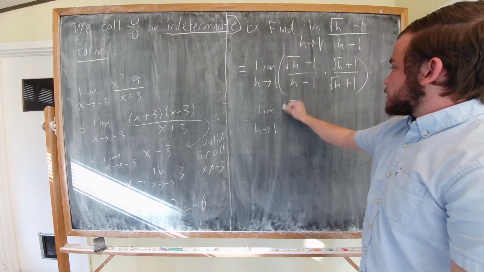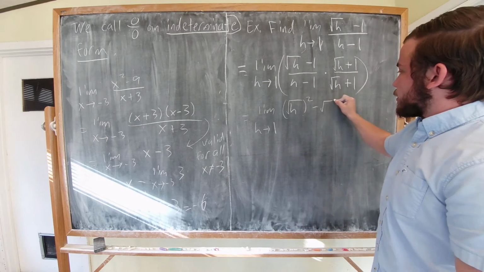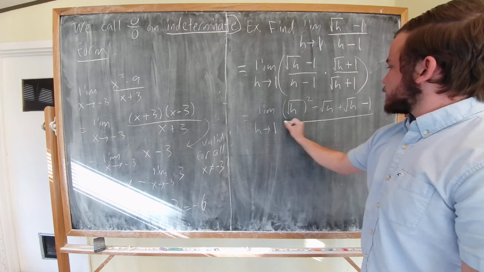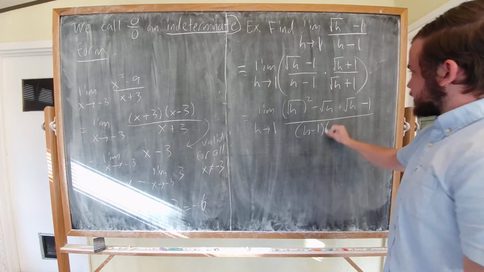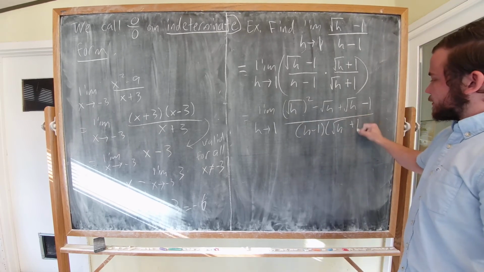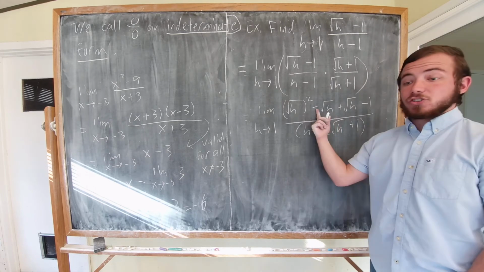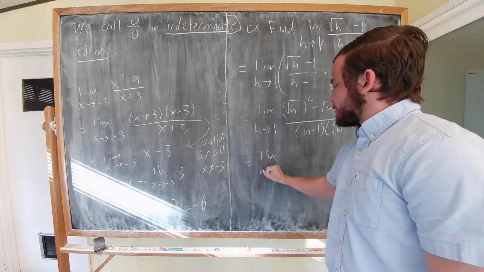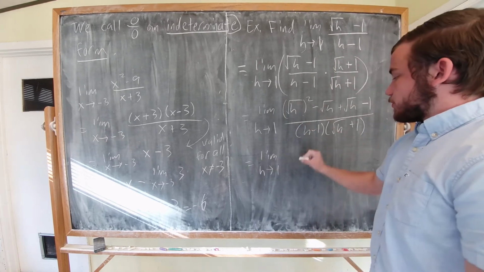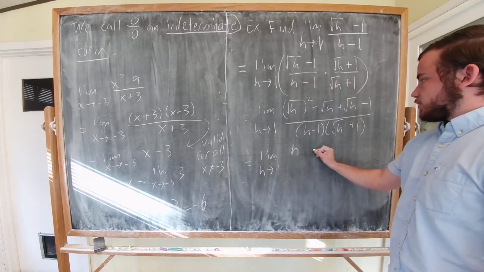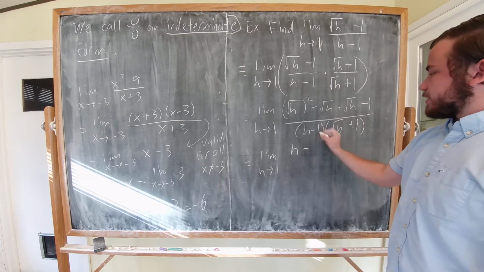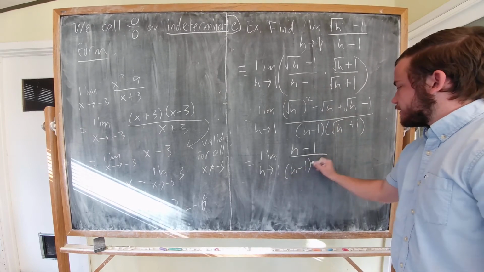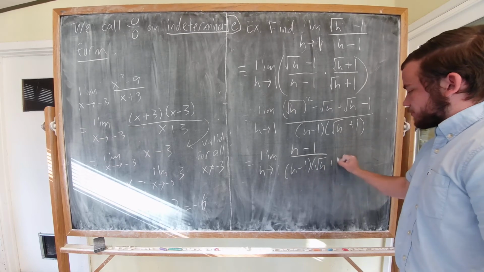And now, if we start simplifying the fraction, this is the limit as h goes to 1 of square root of h squared minus the square root of h plus the square root of h minus 1 divided by h minus 1 times square root of h plus 1. This is just standard foiling. Limit as h goes to 1, square root squared, that's the original thing. So we have h, those two cancel out, we're left with h minus 1 over h minus 1 times square root of h plus 1.